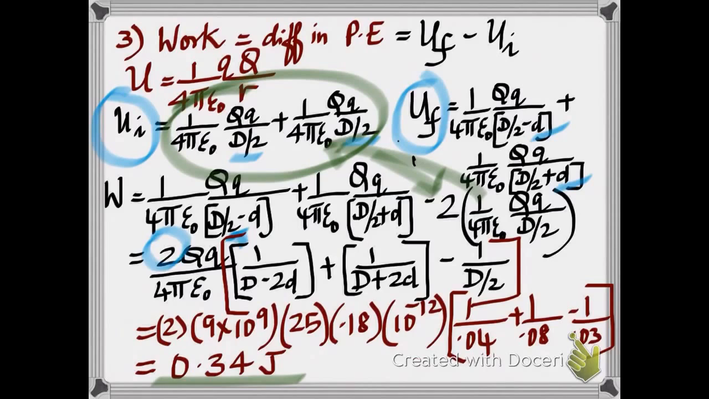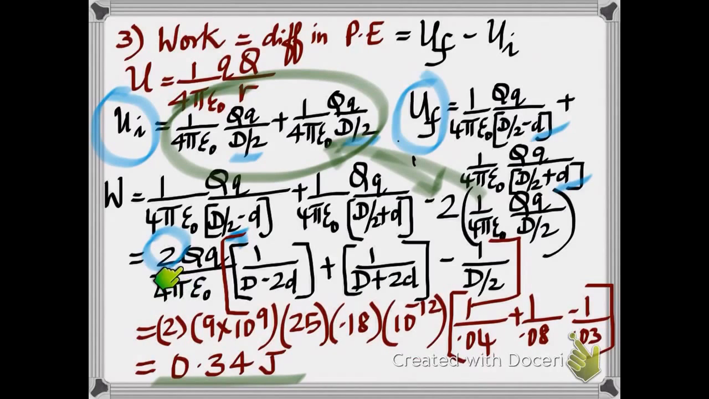And then you can take out the common factor, which is 2q times q by 4 pi epsilon naught. And then you have this inside. And finally, when you substitute, remember that 1 by 4 pi epsilon naught is 9 times 10 to the 9. So finally, when you calculate, you get 0.34 joule.